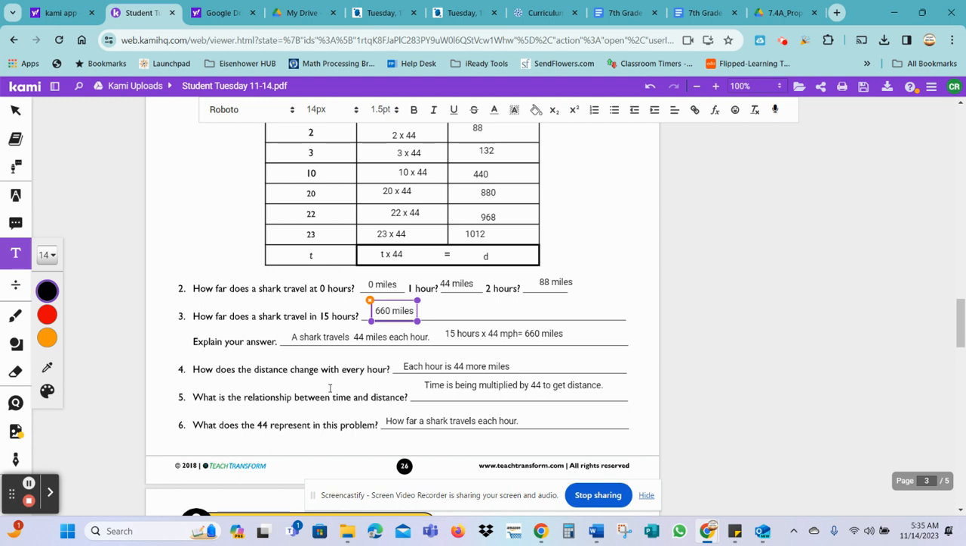How does a shark change with every hour? Each hour is 44 more miles. 5. What is the relationship between time and distance? Time is being multiplied by 44 to get the distance. And what does the 44 represent in the problem? 44 represents how far a shark travels each hour.